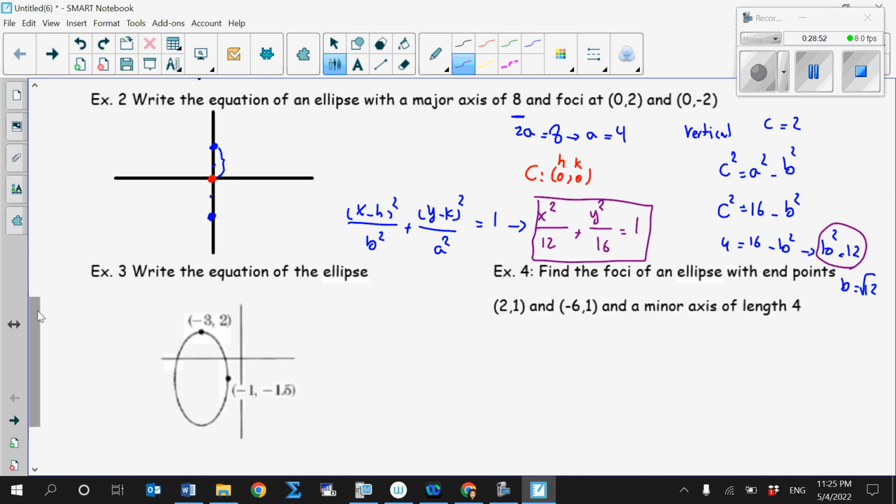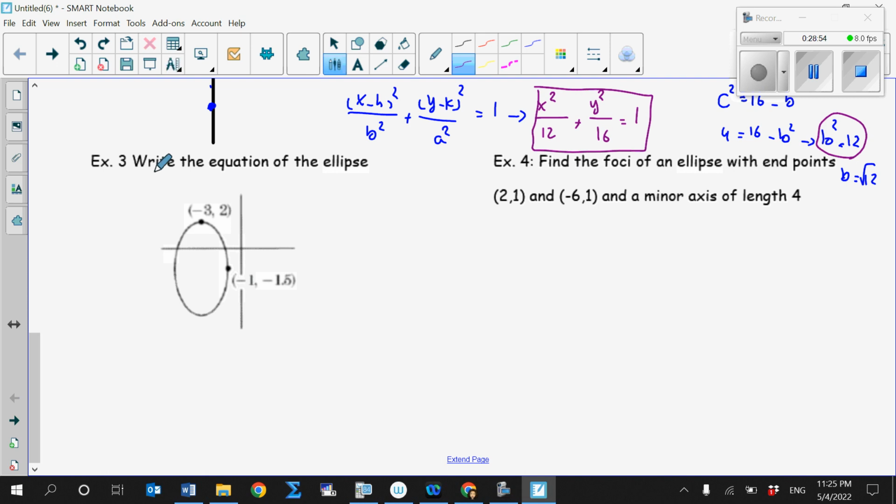Okay, now let's go to the next example here. We want to write the equation of this ellipse, which is given to us. We have negative 3 and 2, and negative 1 and negative 1.5 as the 2 points on the ellipse. As you see, one of the points given is the highest point of this ellipse, which is basically the vertex. We have a vertical ellipse here, and this one will be the vertex. And this one is the rightmost point, which is basically the co-vertex of the ellipse.